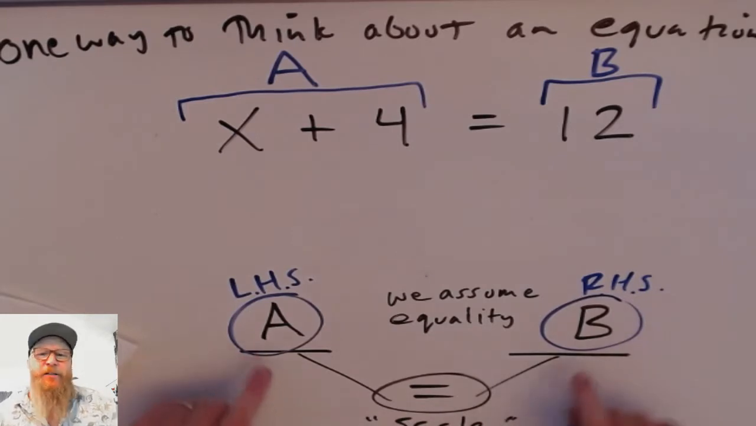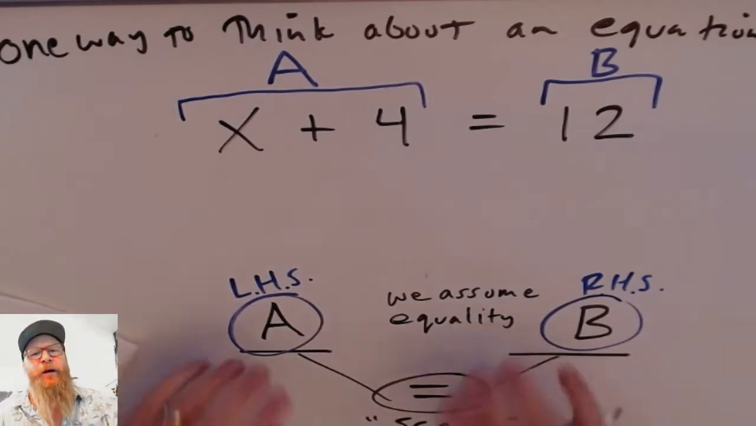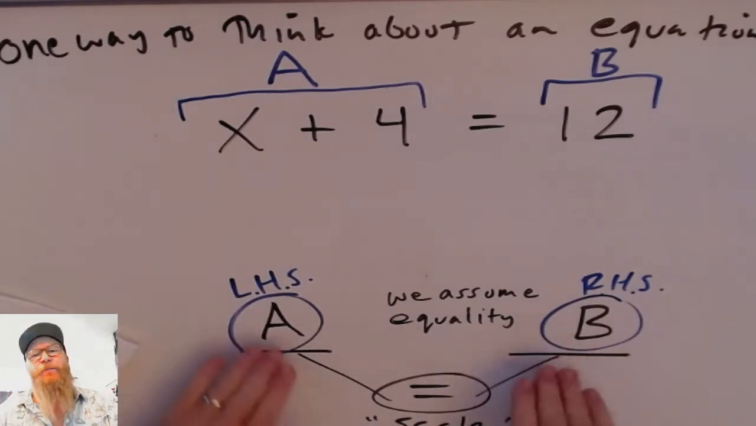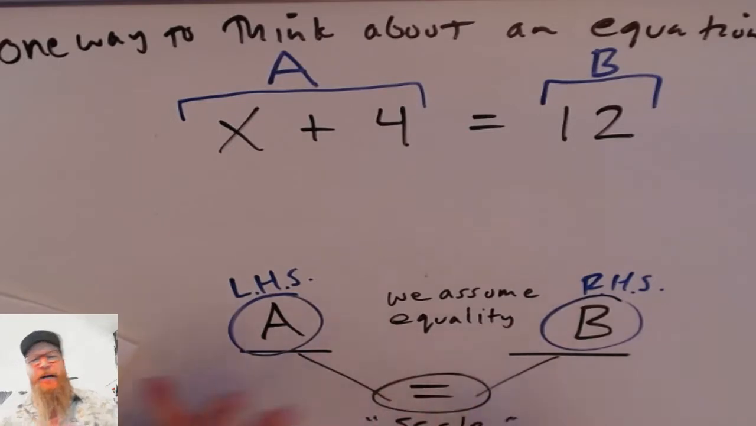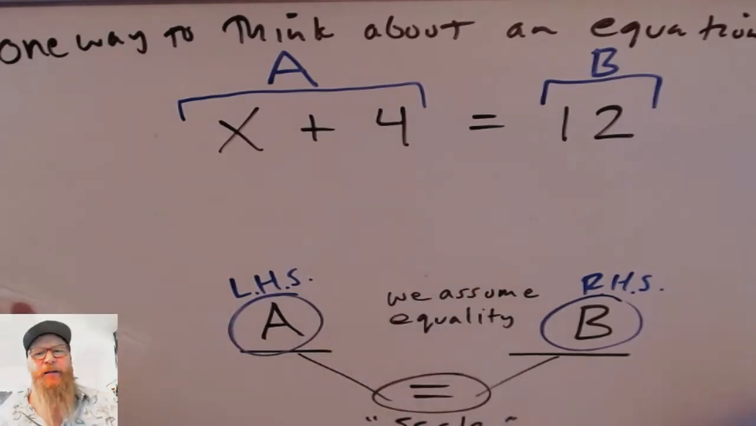I try not to use lowercase letters. Some people do. In fact, I think the book probably does, lowercase a and lowercase b. Now, that can be confusing because you might think of those as variables. And so when I'm talking about the left side and the right side of the equation, I'm really not talking about variables per se. I'm talking more about placeholders. So this A sort of represents the entire left-hand side.